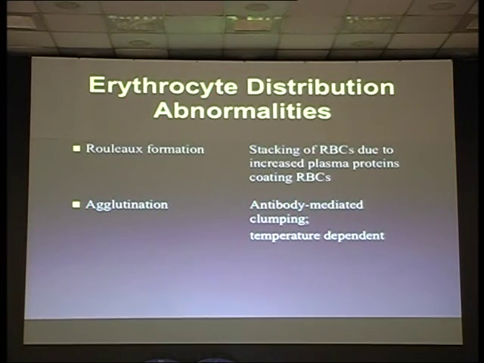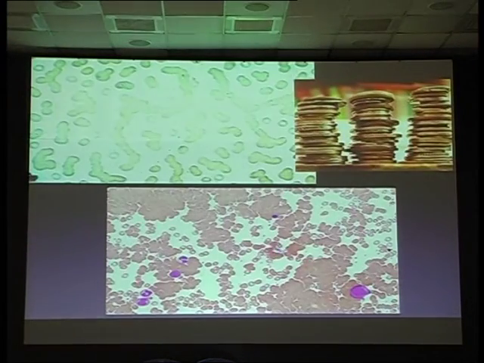Erythrocytes, you all know there are only 2 things, rouleaux formation and agglutination. This is the best example of rouleaux formation. We all call it a stack of coins. All the RBCs are sticking to each other, and this is also rouleaux formation. These patients will have increased fibrinogen levels or increased proteins. That's why in multiple myeloma you see rouleaux formation.